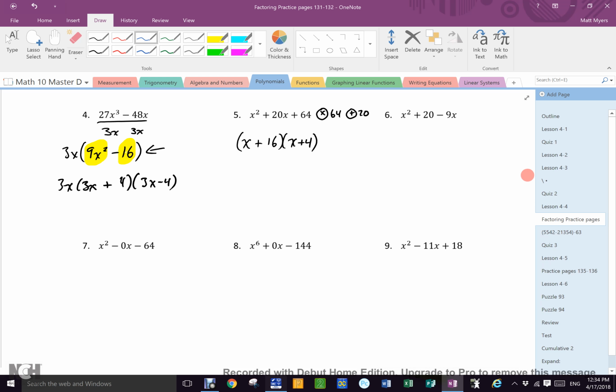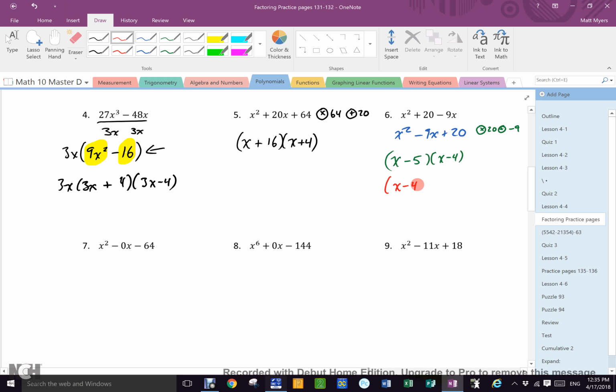What's weird about 6? The order's weird. So what do we do? Change it. This is x squared minus 9x plus 20. Now it's super easy. What do I have to multiply to? 20. And what do I have to add to? Negative 9. Is it 1 and 20? Is it 2 and 10? Is it 4 and 5? Yes, but they have to be negative because I want a negative 9. So it is x minus 5, x minus 4.